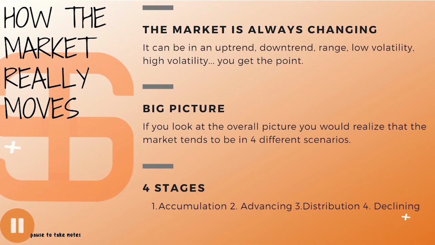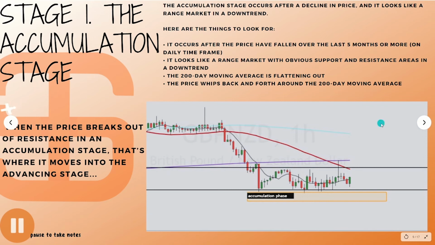in 4 different scenarios at all times. We have 4 stages. We have accumulation, advancing stage, distribution stage, and the declining stage. So, stage 1, the accumulation stage. The accumulation stage occurs after a decline in price, and it looks like a range market in a downtrend.